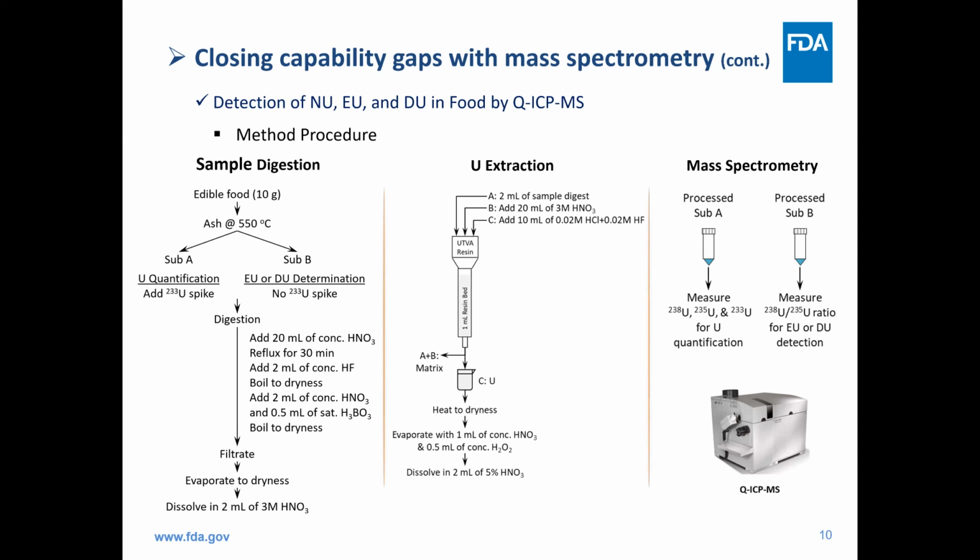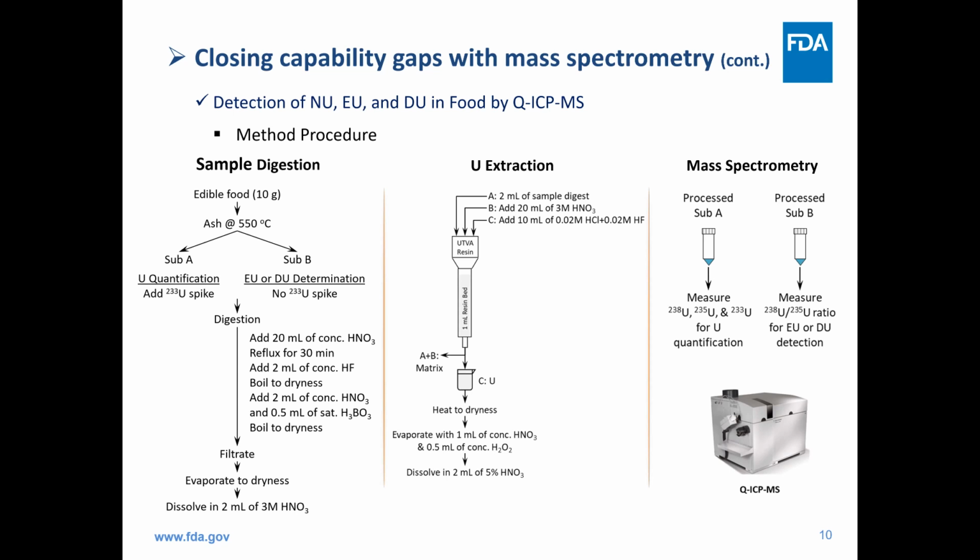One is spiked with uranium-233 for quantification, and another without the 233 tracer is for the enriched or depleted uranium determinations. Now, both sample portions are solubilized using concentrated nitric acid, hydrofluoric acid, and boric acid.